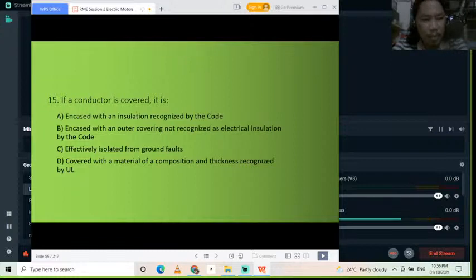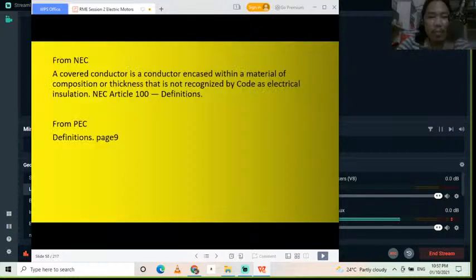Correct answer po natin dyan ay letter B. In case with an outer covering not recognized as electrical insulation by the code. So, conductor is covered. So, saan po natin makikita yan? Sa definition. So, from Philippine Electrical Code definitions, page 9.